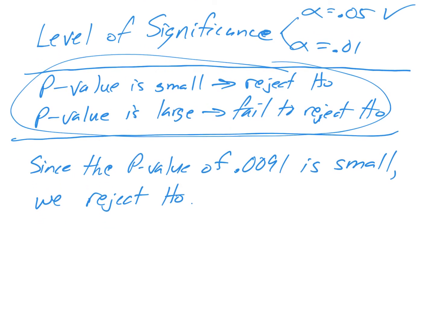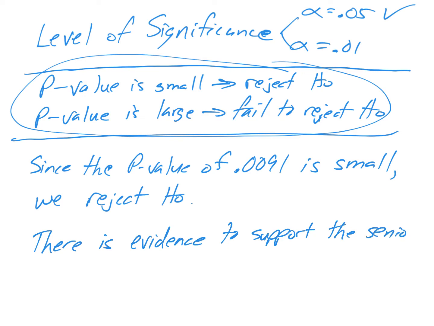And now we have to put it into words. Those are a blanket statement. So now the words according to this problem. There is evidence to support the seniors at that college, obviously, debt is less than 3262.